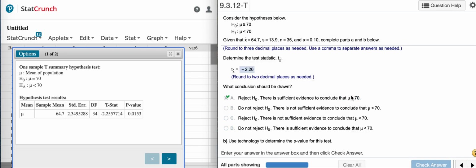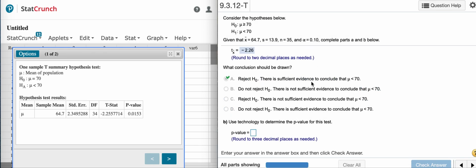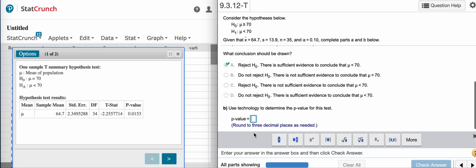And we would get this with a p-value much less than 0.1. The p-value here is actually 0.0153. So to 3 decimal places, we'll put 0.015.